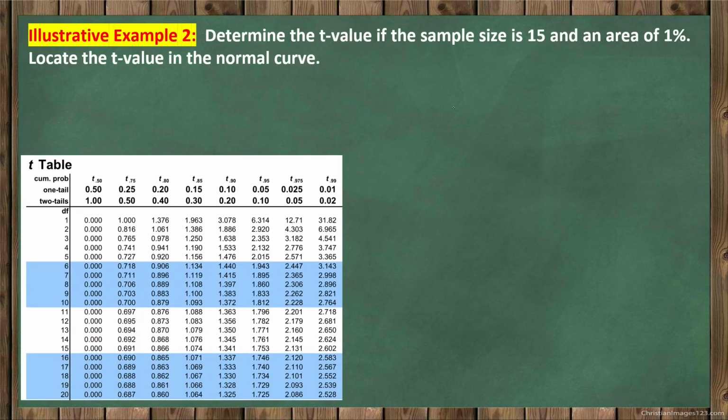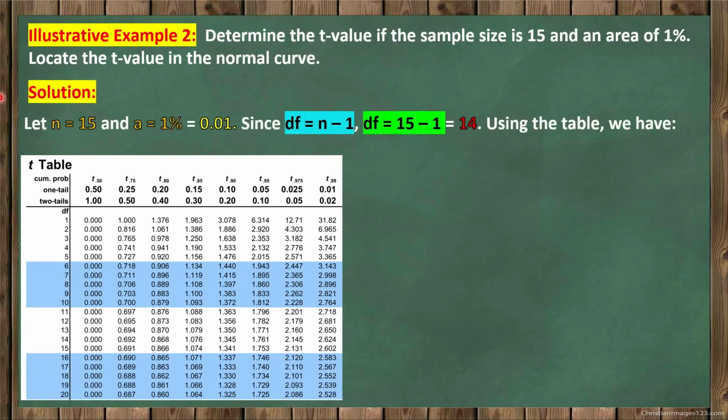Next. Okay. Determine the t value if the sample size is 15 and an area of 1%. So locate the value in the normal curve. So same thing lang po yung gagawin natin. First, we have to write all the necessary or the given. We have n is equal to 15 and a is equal to 1%. So we have to convert 1% into a decimal number, and that is 0.01. And the degrees of freedom will be 14 because we have already subtracted 1 from 15.